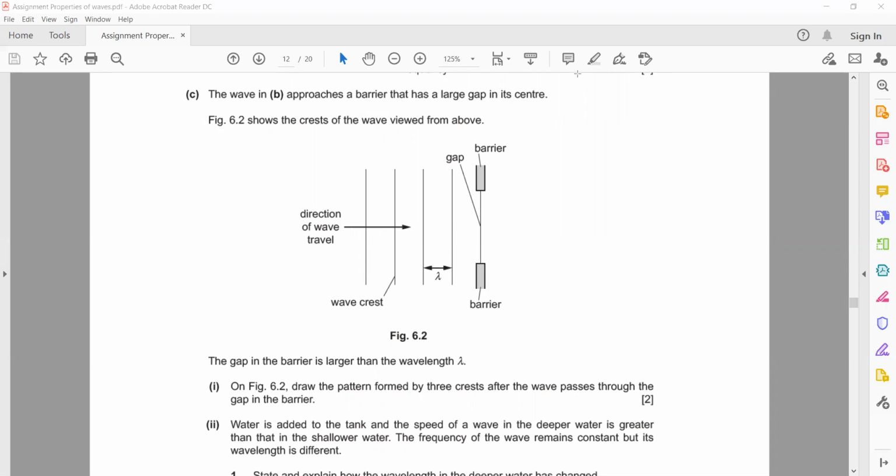On the figure, draw the pattern formed by three crests after the wave passes through. Basically, we are representing the wave fronts. So wave fronts represent the identical point of the wave. All of them are representing identical points, like all are representing the crest. So when you want to show a small diffraction, how will you represent it?